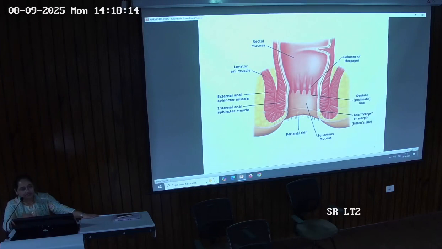This is the diagram that shows the rectal mucosa, levator ani muscle, external anal sphincter muscle, internal anal sphincter muscle, column of Morgagni. There is also a surgical landmark known as dentate line or pectinate line. There are 2 types of hemorrhoids: internal hemorrhoids and external hemorrhoids. Internal hemorrhoids always occur from above the dentate line and external hemorrhoids are below the dentate line.